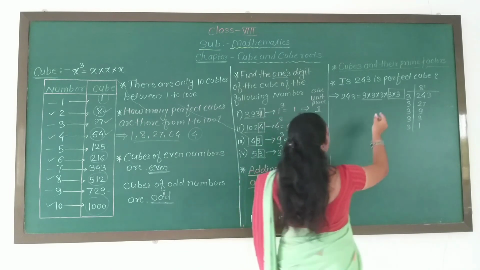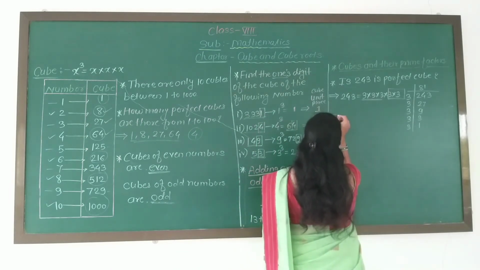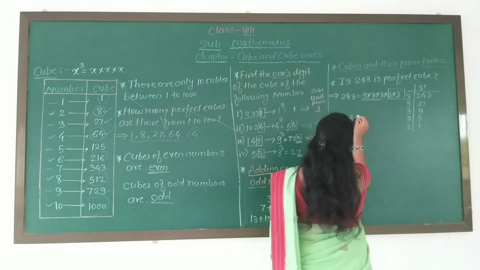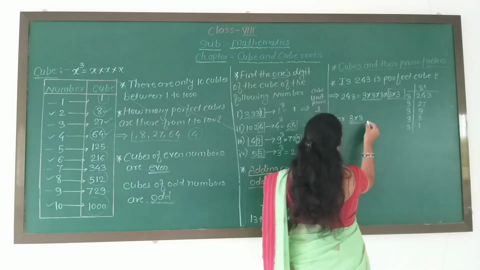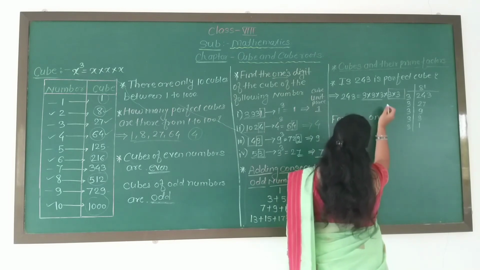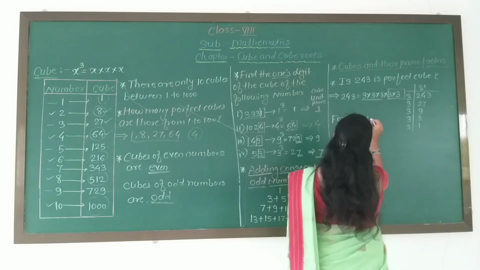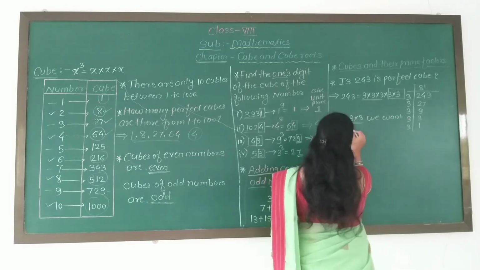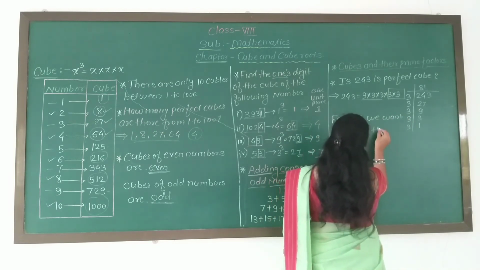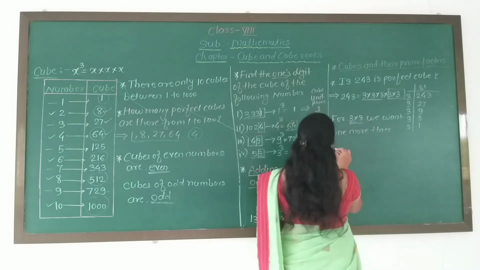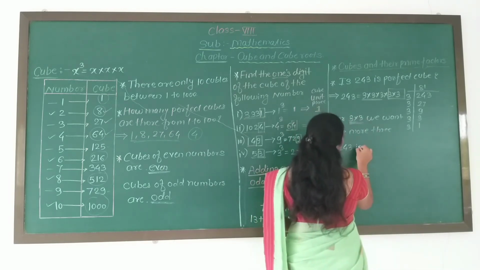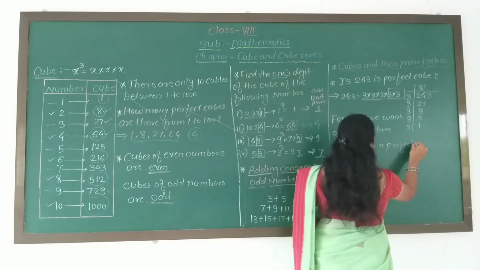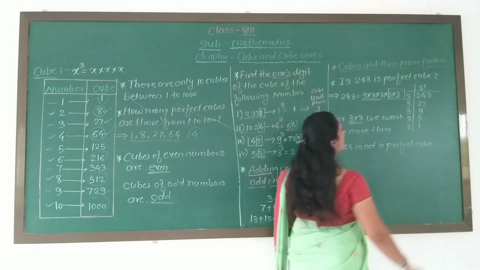Right? So we write here, for this 3 into 3 we want one more 3. We want one more 3. So therefore 243 is not a perfect cube.